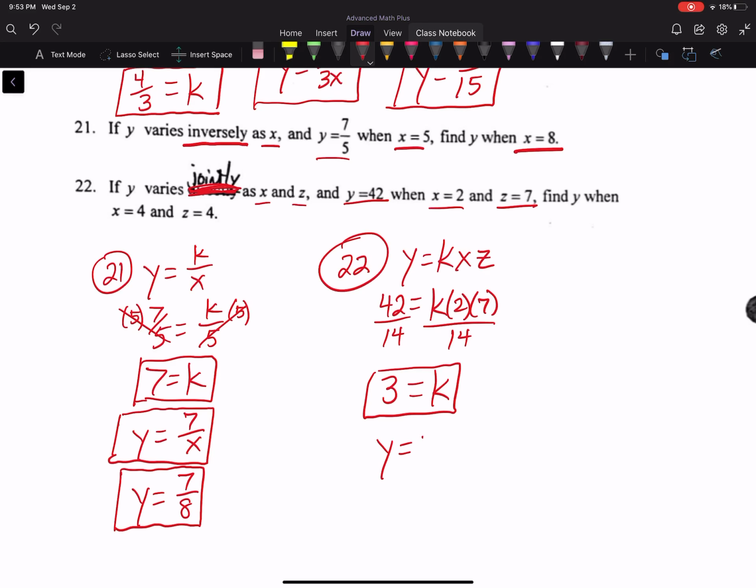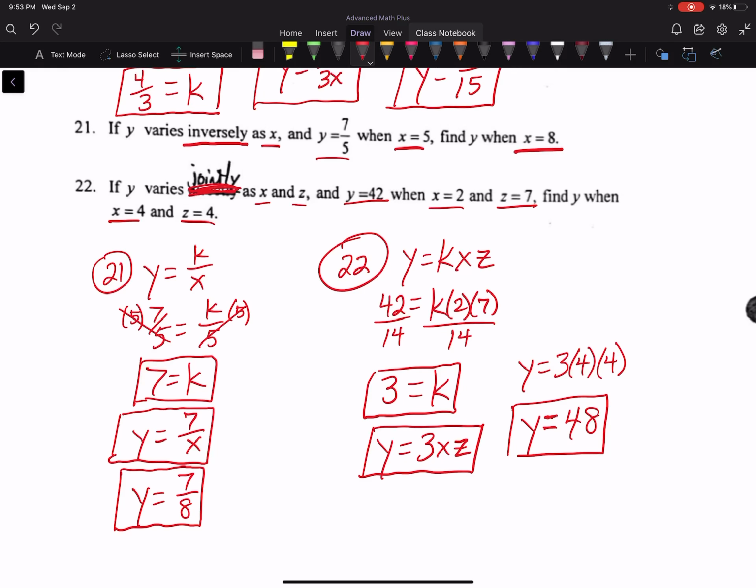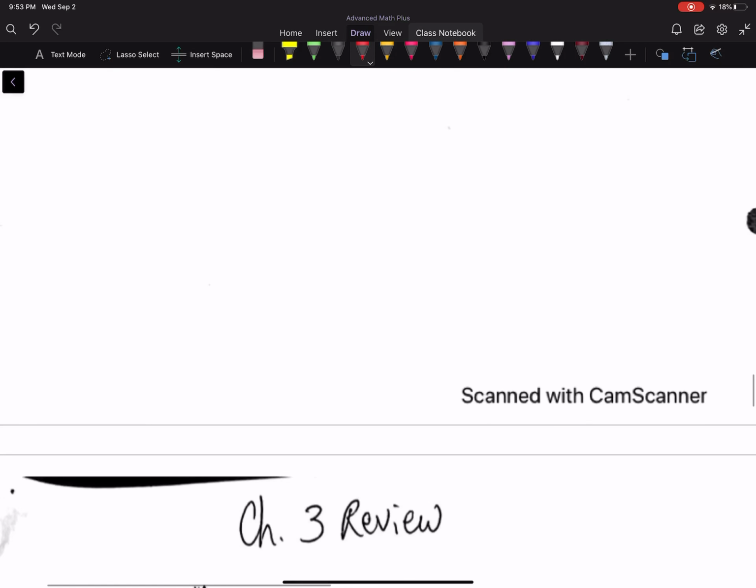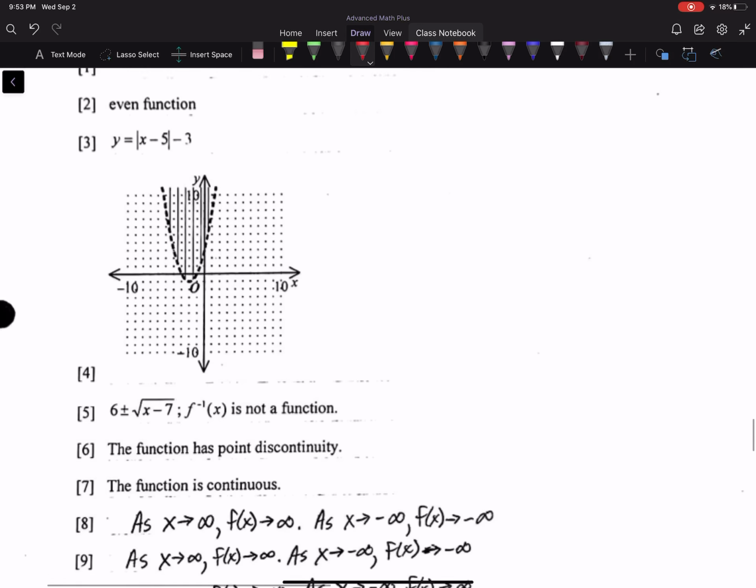Write your equation. Y equals 3 times x times z. And then it says find y when x is 4 and z is 4. So y equals 3 times 4 times 4. Well, 3 times 4 is 12, times 4 is 48. And that is it. So here's all the answers.